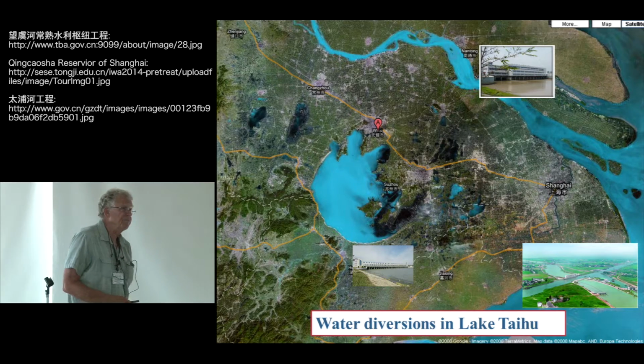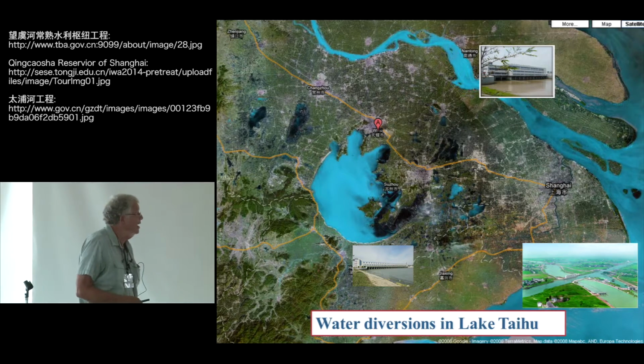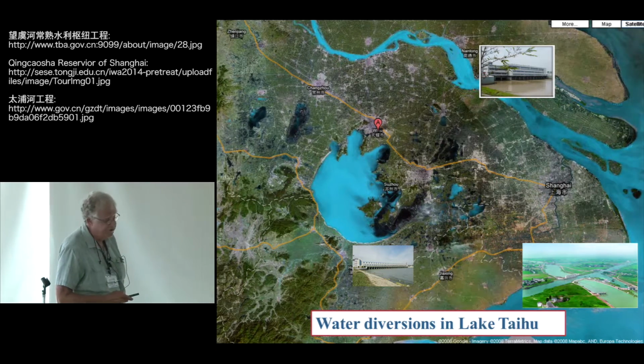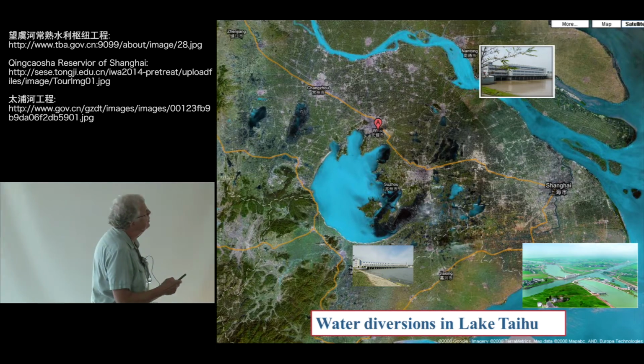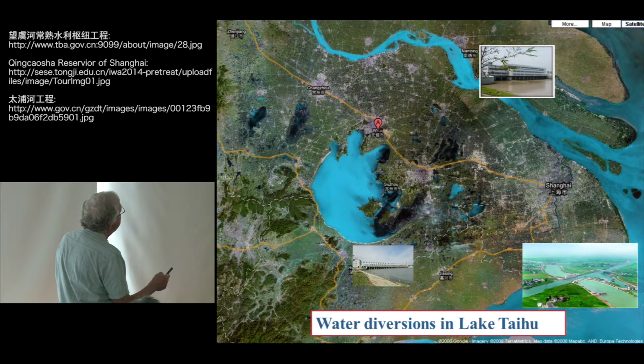Okay, water diversions. And I think this not only applies to China, but also many other places. You can see here the Yangtze River flowing into the South China Sea. This is Shanghai, Wuxi, Suzhou, and here's Taihu.